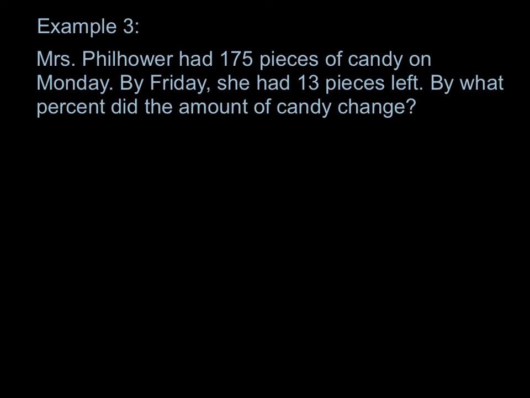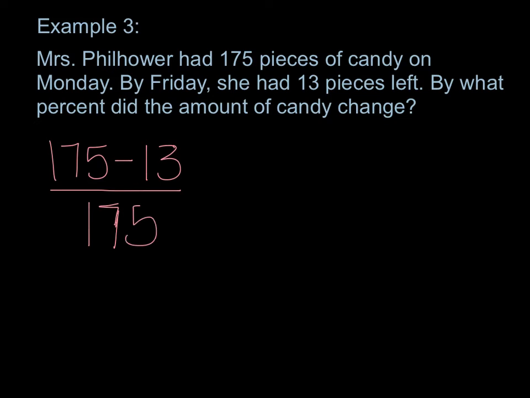So, we're going to start by subtracting bigger minus smaller. 175 minus 13, and we're going to divide that by the original amount. So first, on Monday, I had 175 pieces. Okay, simplifying on the top, 175 minus 13 would be 162 over 175.